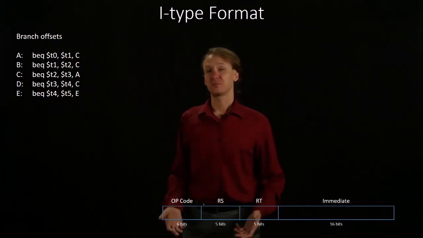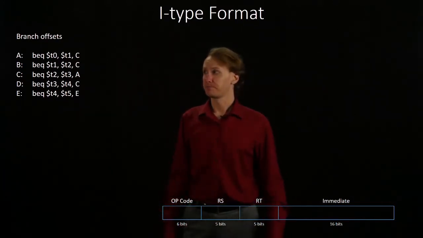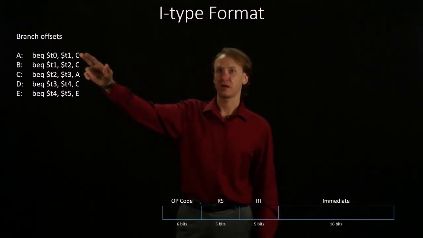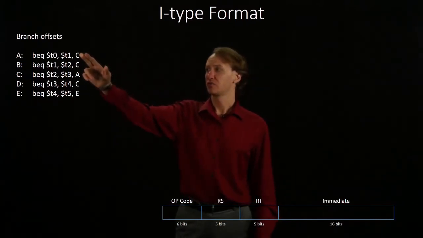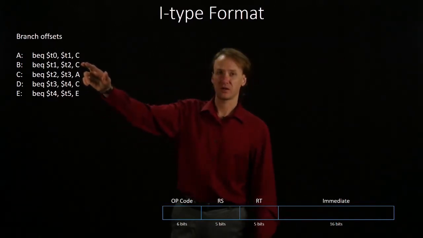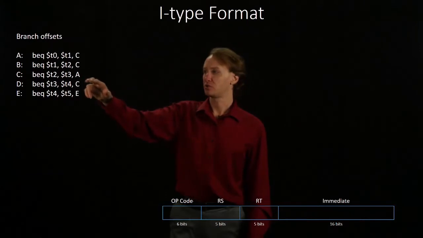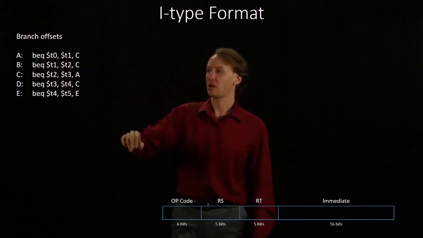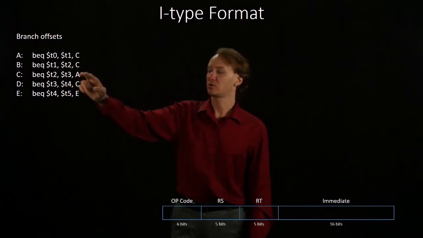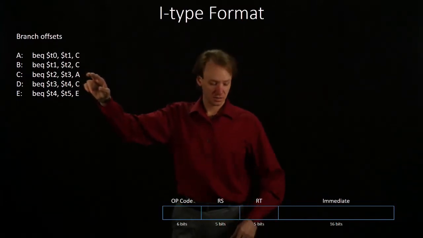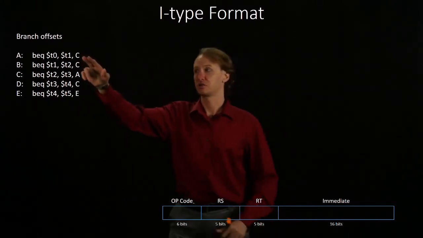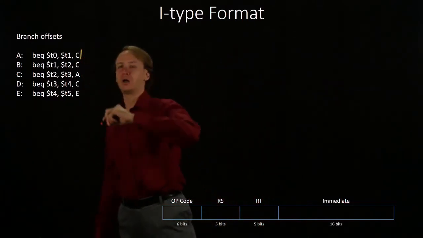And I'm going to do this by counting instructions. But it turns out I'm not going to count from line A. I'm actually going to count from the instruction after line A. So in this case, I'm going to count from B, and I want to count up until I get to C. So C is the next instruction down, so I go down 1, I get to C. My immediate for this instruction will be 1.